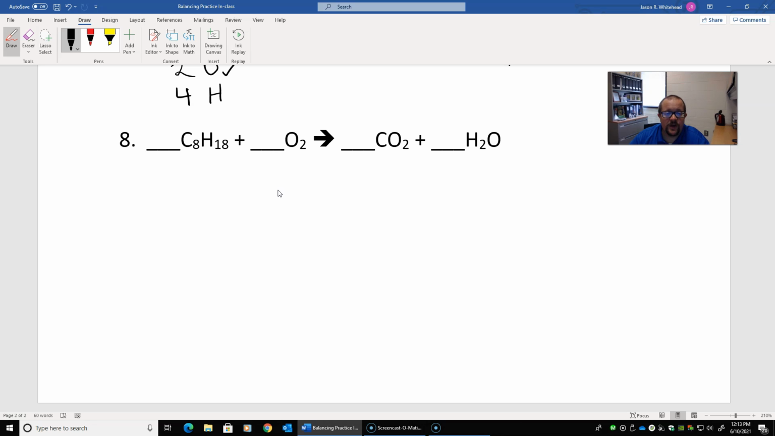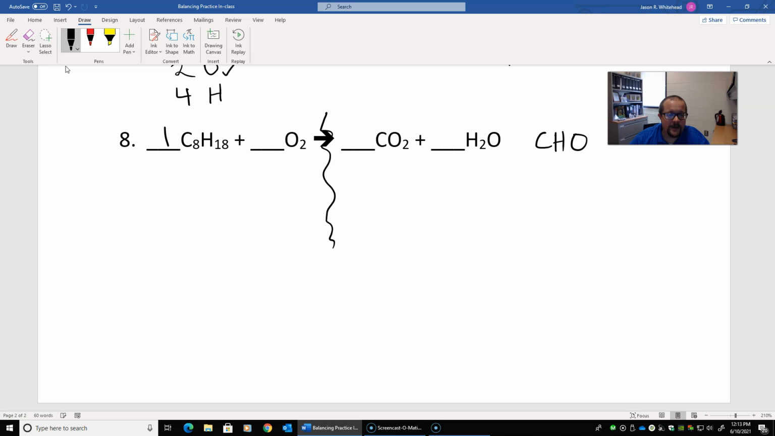So if we were to cover up this fuel, the C8H18, we would always see some kind of fuel plus O2 goes to CO2 and H2O. So that's our pattern. And it's key that we recognize these combustion reactions, because we can use that dependable pattern, C, H, O. All right, so let's get started dividing the left and the right side.